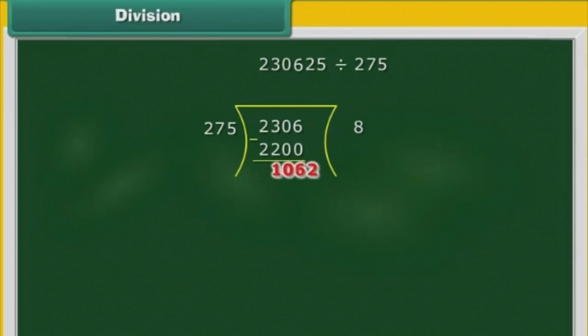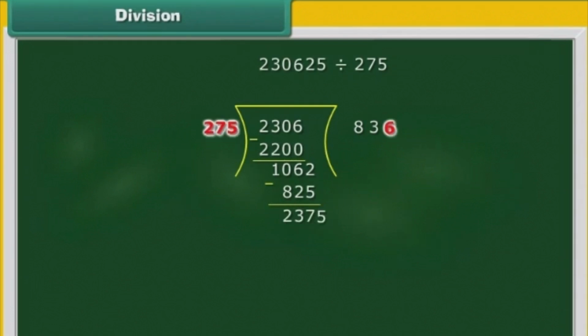It holds 3 times 275, that is 825. Subtract and write the difference 237 below. Bring 5 down. The new number formed is 2375. It holds 6 times 275, that is 1650. Subtract and write the difference 725 below.